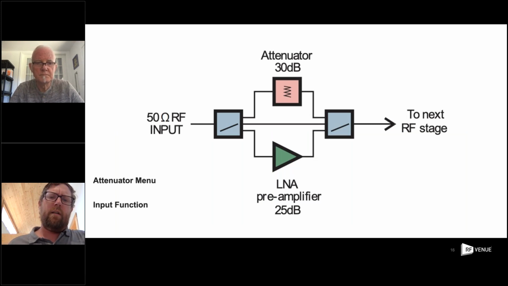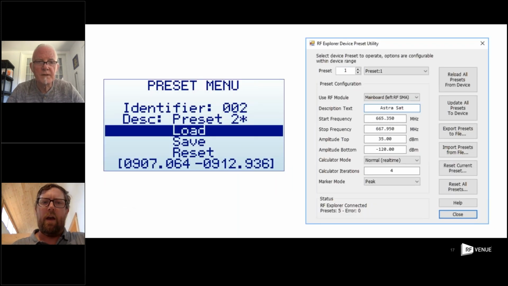There's an attenuator and a preamp stage in here. If you're looking at really quiet signals or low level signals or hotter signals, you can also configure that on this unit.